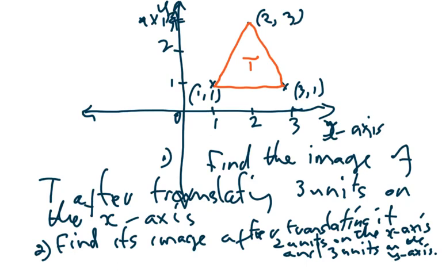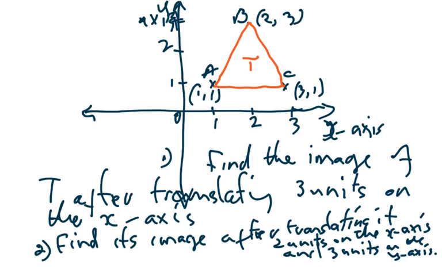We are given that triangle T with its coordinates, let me label them as A, B, C. You are given that triangle with those coordinates, and you are required, 1, to find the image of T after translating it 3 units on the x-axis. That's 1. 2, find the image of the same triangle after translating it 2 units on the x-axis and 3 units on the y-axis.